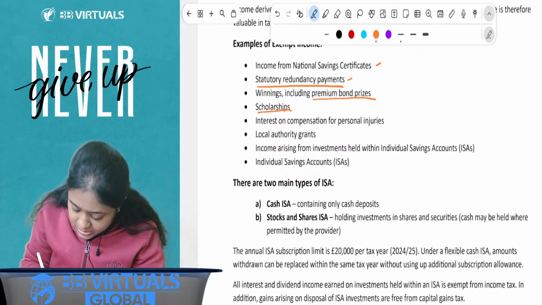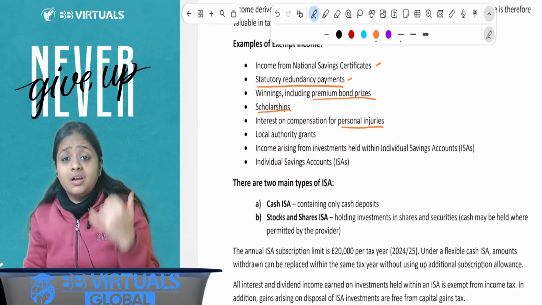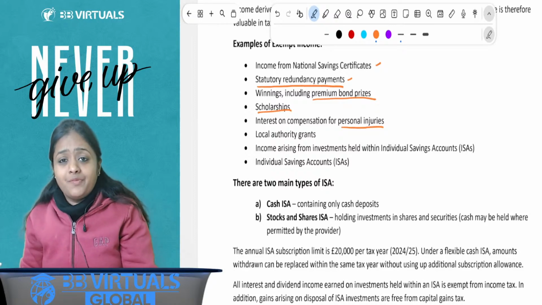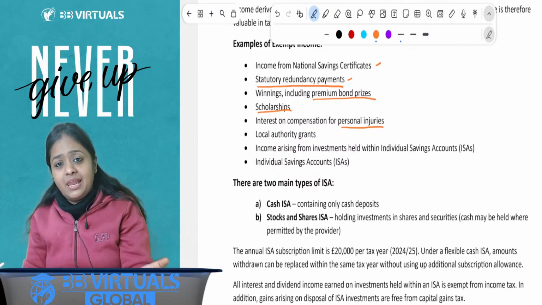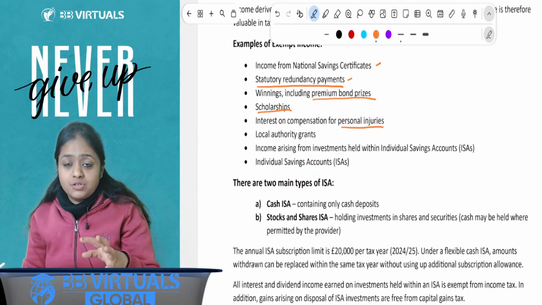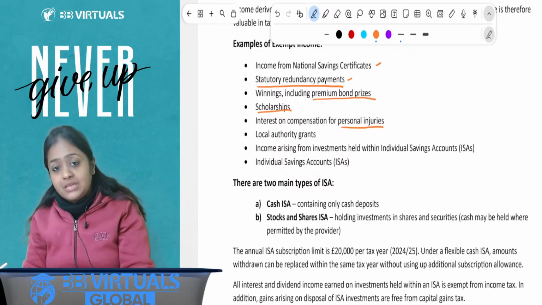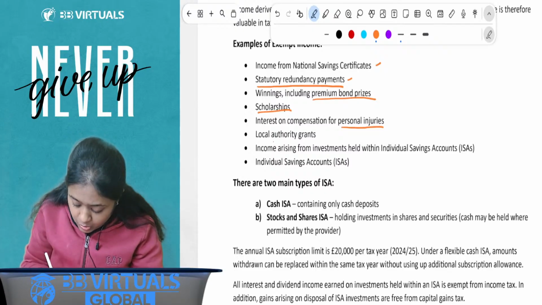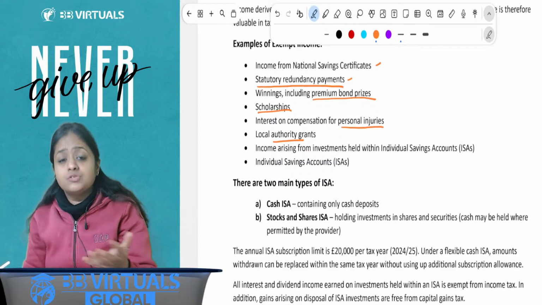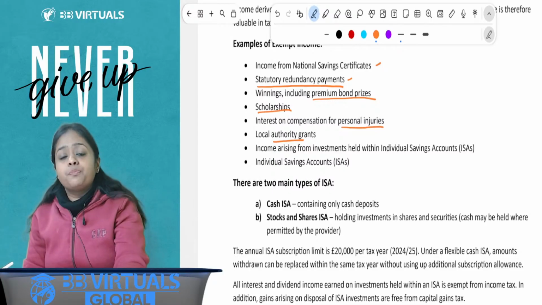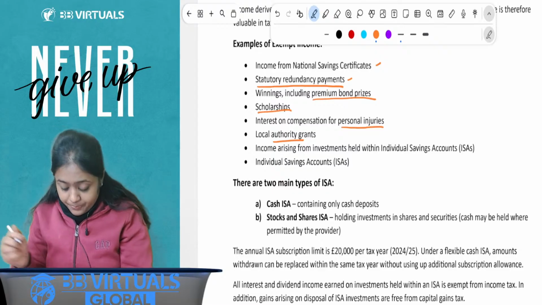Next, interest on the compensation for personal injuries. You are met with an accident. You hear on the news, right? Somebody is met with an accident and the government is giving them some amount, 20,000, 50,000, 1 lakh. So if you're receiving any amount because there was a personal injury, maybe given by the employer, that is not taxable. Local authority grants, like any grants given by your local municipality to support your education, your health or any other purpose, are not going to be taxable.